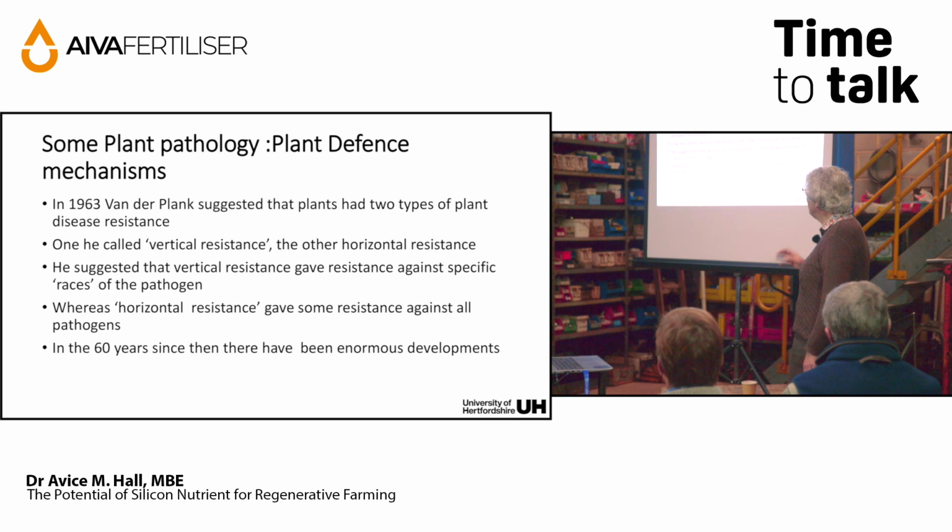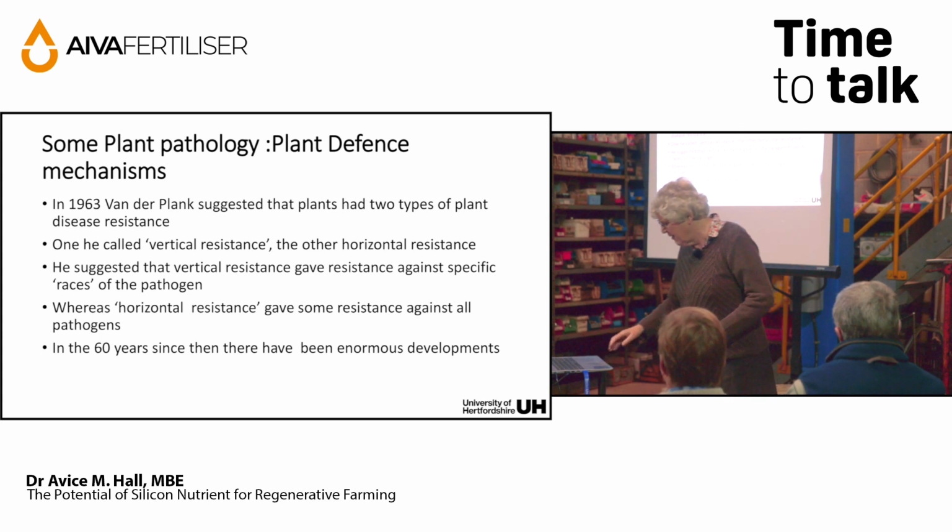In 1963, a man called Van der Plank, and as research students we always called him Van der Floorboard, but that's another case, suggested that plants had two defence mechanisms, and in those days he called them vertical resistance and horizontal resistance. He suggested that vertical resistance gave resistance against specific races of plant pathogens, but that horizontal resistance actually gave some resistance against all pests and diseases. Remember that.